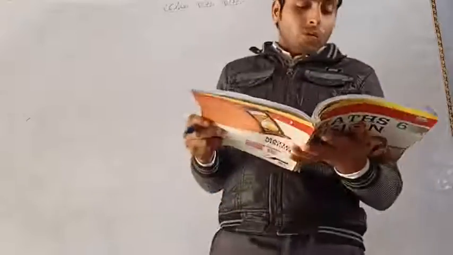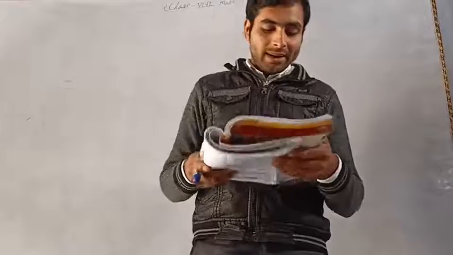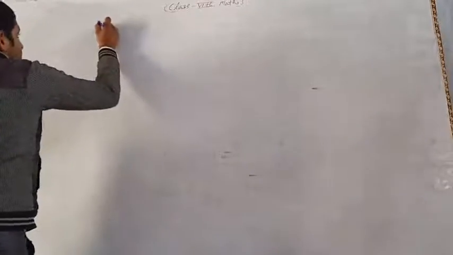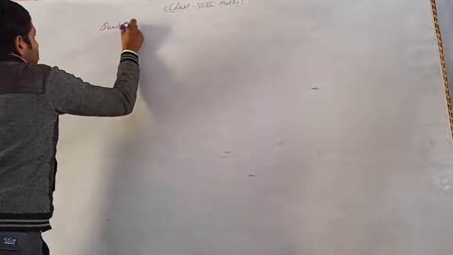Today we have to study about quadrilateral. So first of all, we have to know about quadrilateral. What is quadrilateral? So a polygon. First of all, you have to know about quadrilateral. What is quadrilateral?